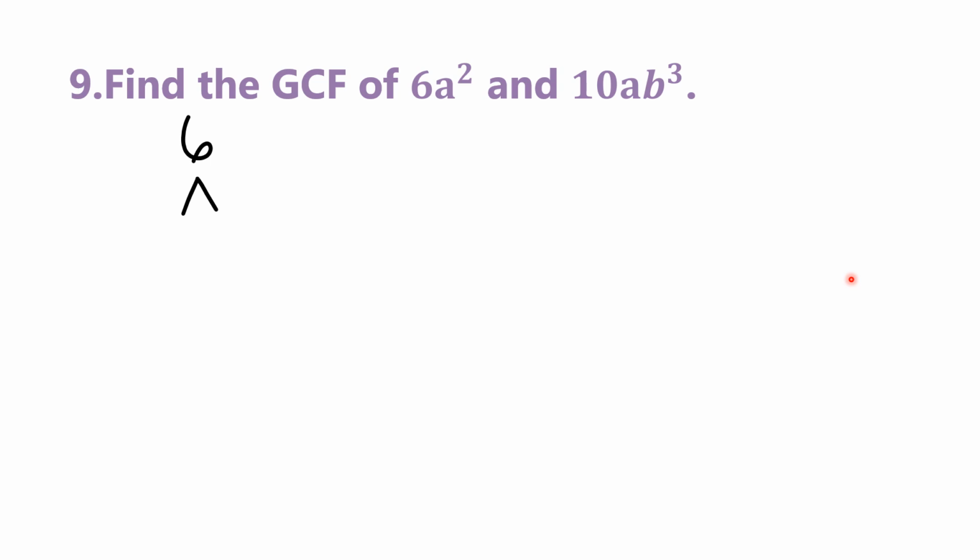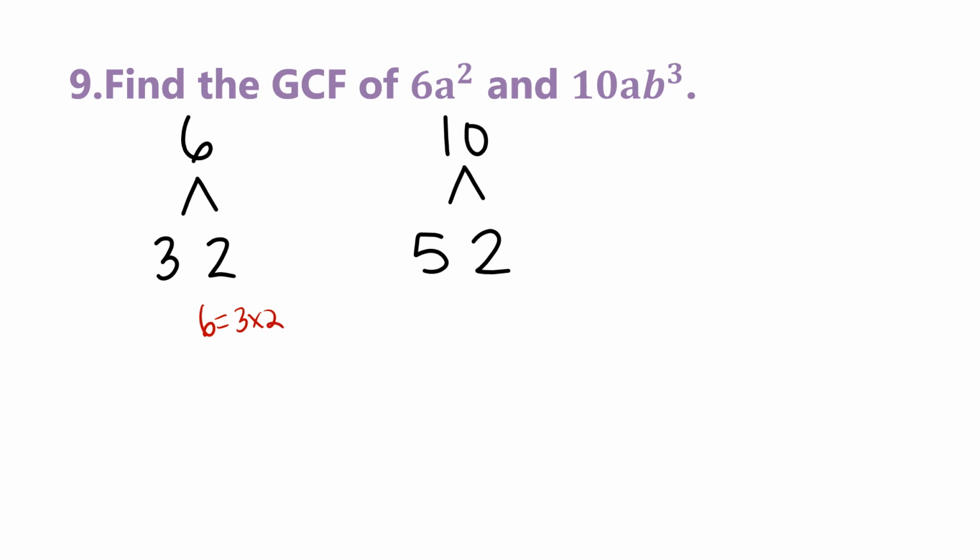6 and 10. Prime factorization for 6 breaks down into 3 times 2. 3 and 2 are both prime. 10 gets broken down into 5 times 2. I've got them written in the wrong order here. I said I was going to do them smallest to biggest. Let me try that again. 2 times 3 and 2 times 5.